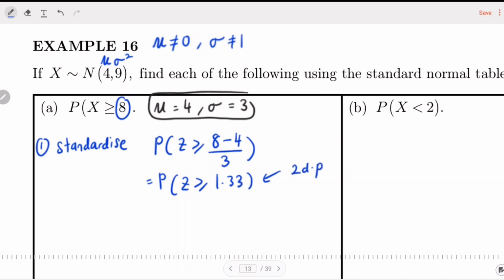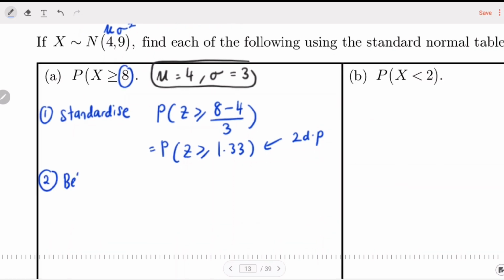Next, the second step is to sketch the bell shape. The bell shape looks like this. In the middle of it is for Z equal to 0. So if our Z is positive, it's going to be situated on the right side, whereas if our Z is negative, it's going to be situated on the left side. Since our Z here is positive, 1.33, it's going to be situated on the right.